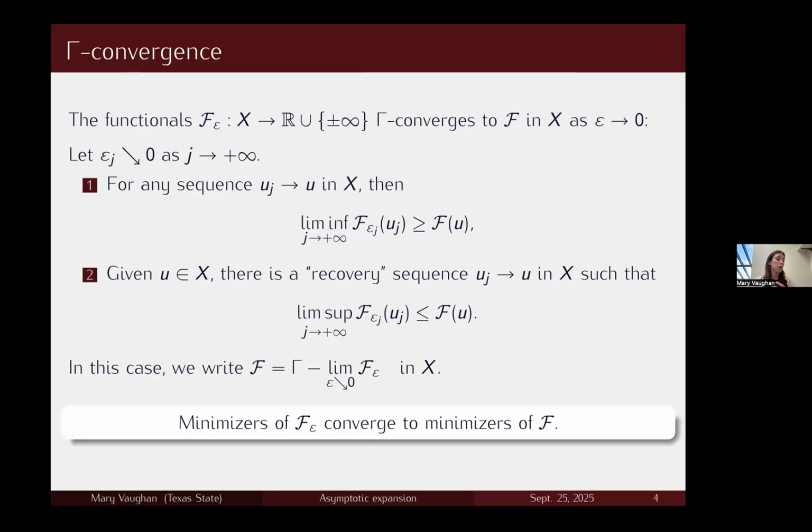One of the powerful consequences you typically get from gamma convergence is that if you have a sequence of minimizers of f epsilon that converge, then they converge to minimizers of your limiting functional f. So that's part of the power of this gamma convergence setting, and that's the type of convergence that Modica and Mortola considered.